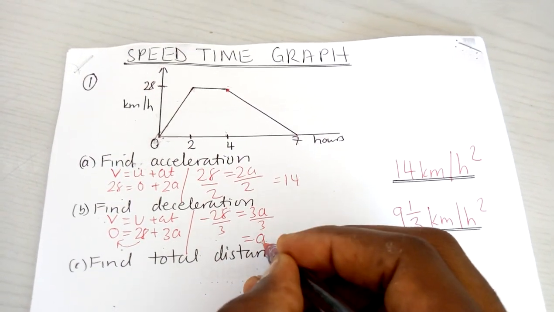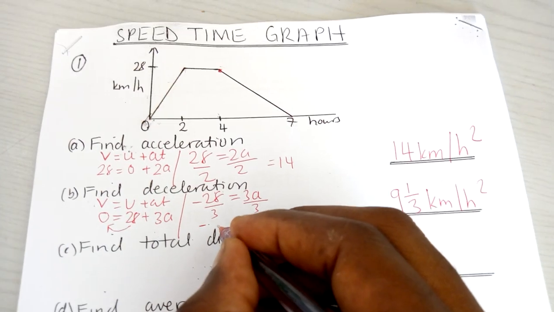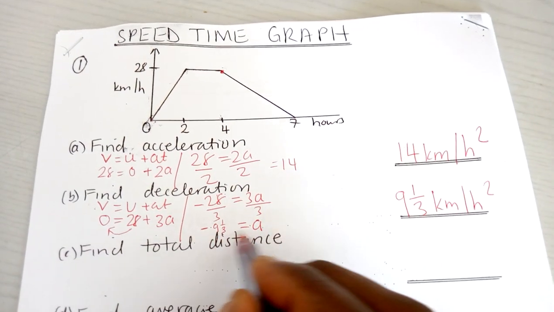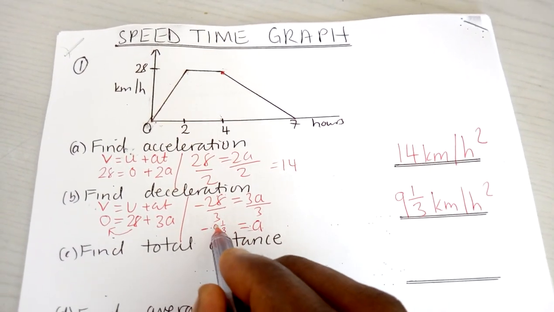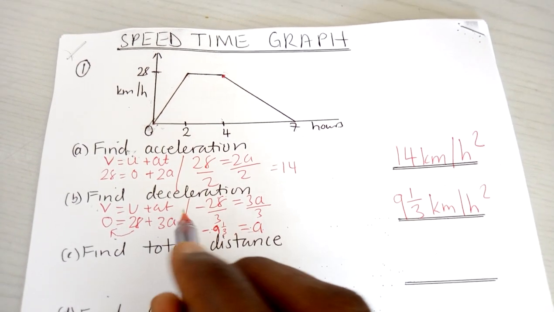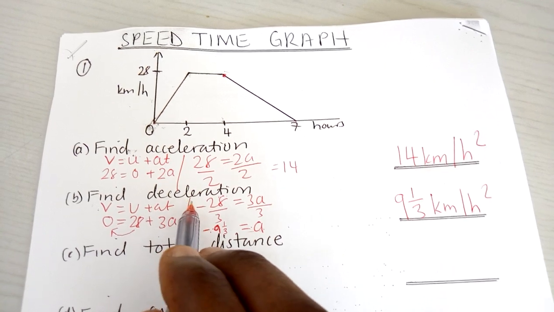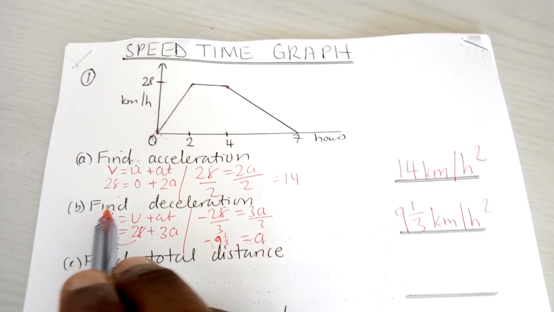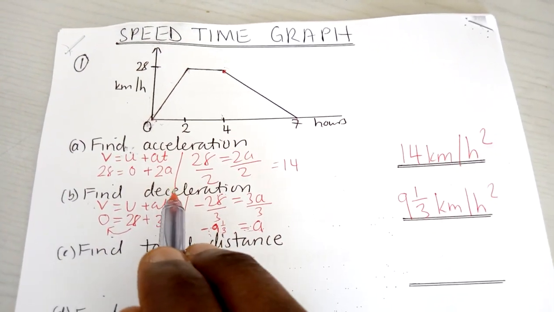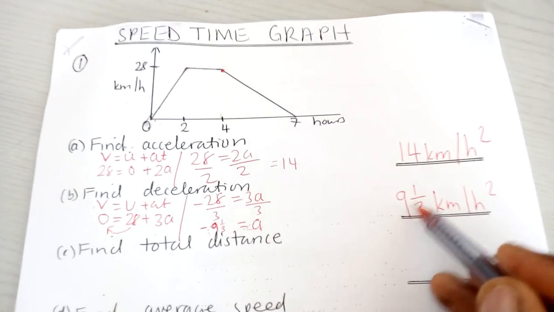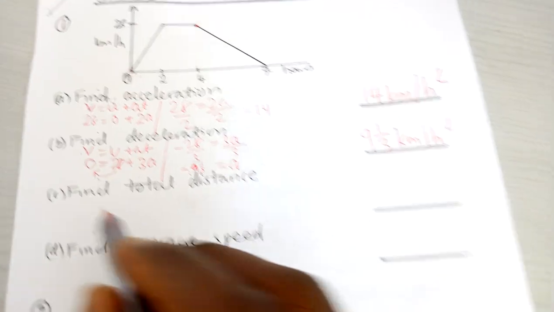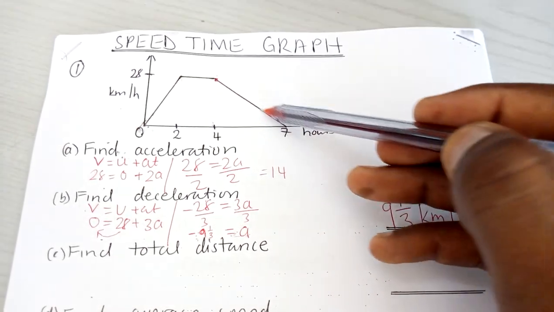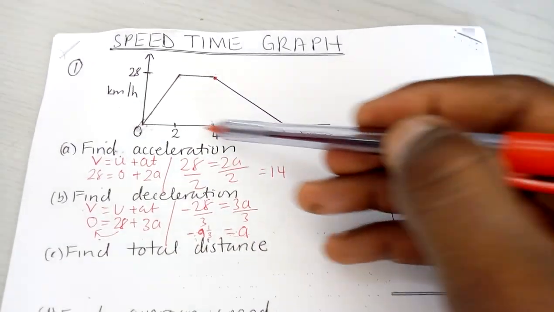Remember, here we were finding A, and A stands for acceleration, and we got our answer as negative. But in the question we were asked to find the deceleration. Remember, negative acceleration represents deceleration. So because our question has already stated find the deceleration, we shall just take the value and keep the positive sign.